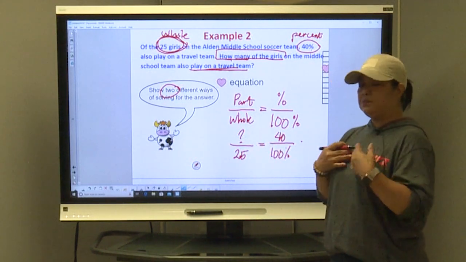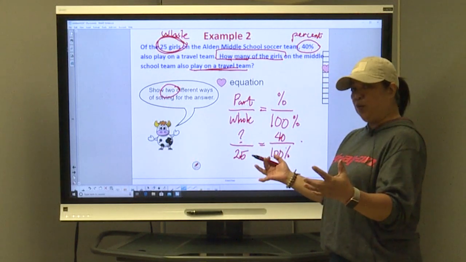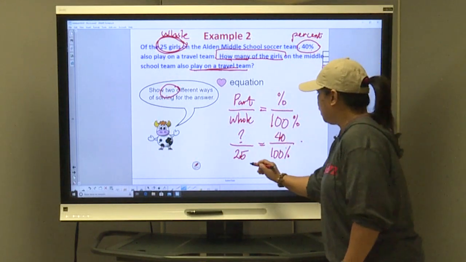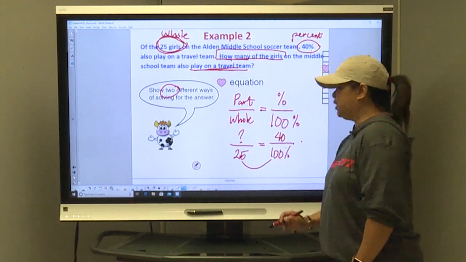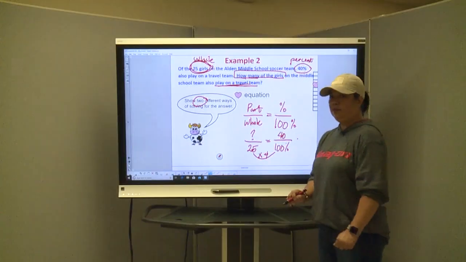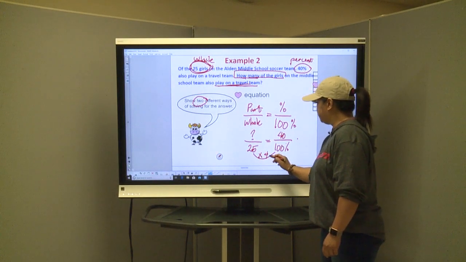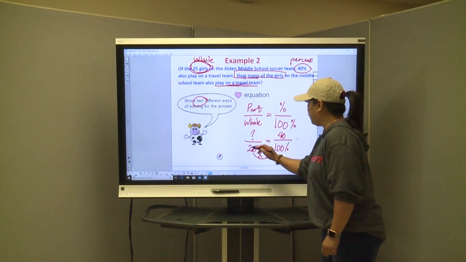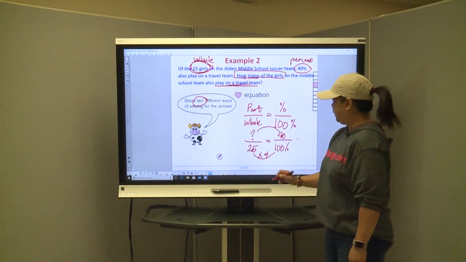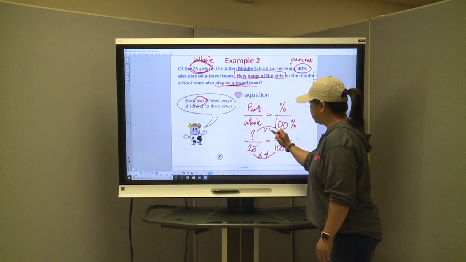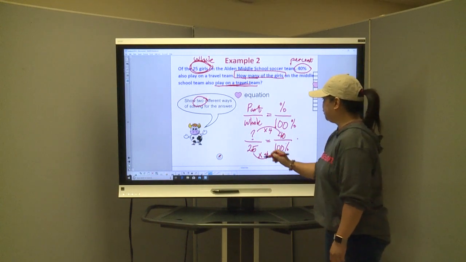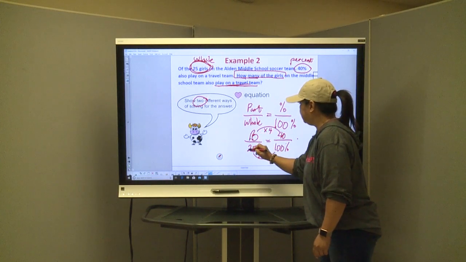Okay, so I'm going to ask myself, since this is an equation, both sides of the equation have to be equivalent. What do I do to 25 to get to 100? You are right, times 4. Correct? 25 times 4 is 100. So what I do in the denominator, I'm going to do the same thing on the top. This is also times 4. But what do I multiply to 4 to get a 40? You are correct. 10. Okay.